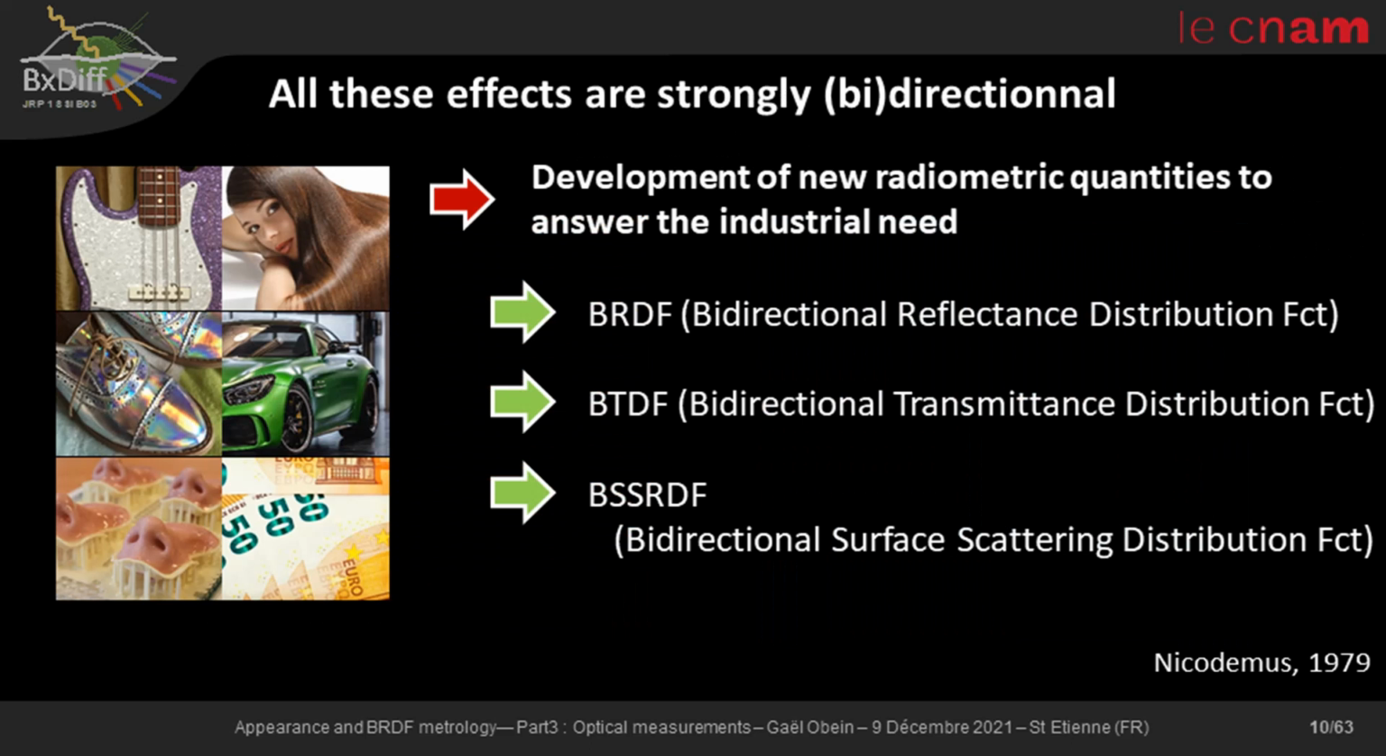And what we can see is all those effects are strongly directional. In fact, they are even strongly bidirectional. They depend upon the direction of illumination and the direction of observation. So we need to develop new radiometric quantities to answer these industrial needs of characterization of the surfaces that they are producing now. And it means that it's still reflectance and transmittance measurement, but it's bidirectional.